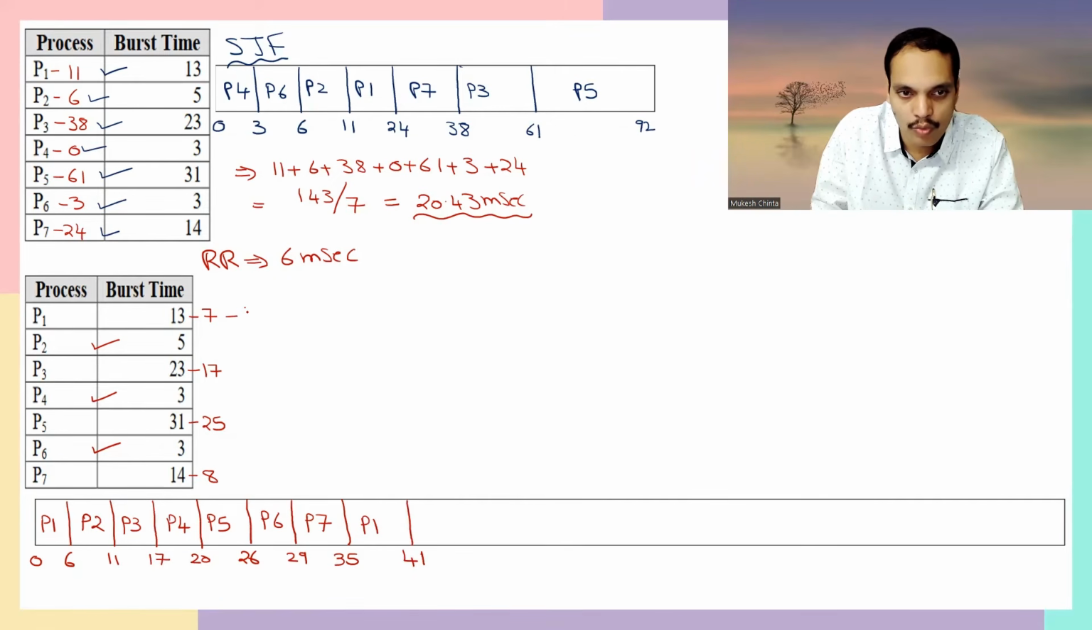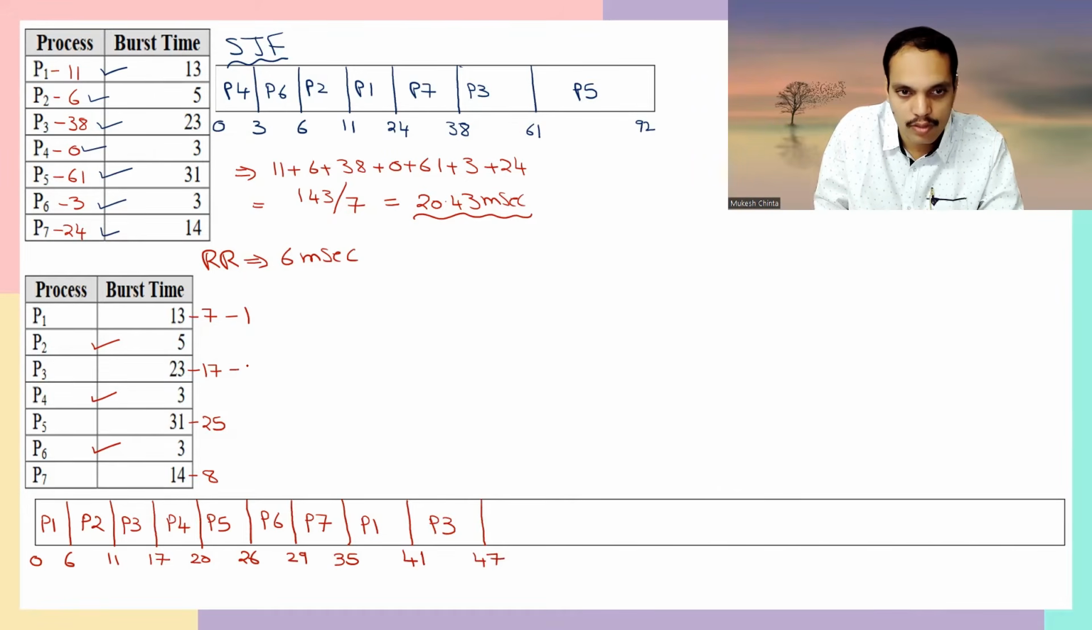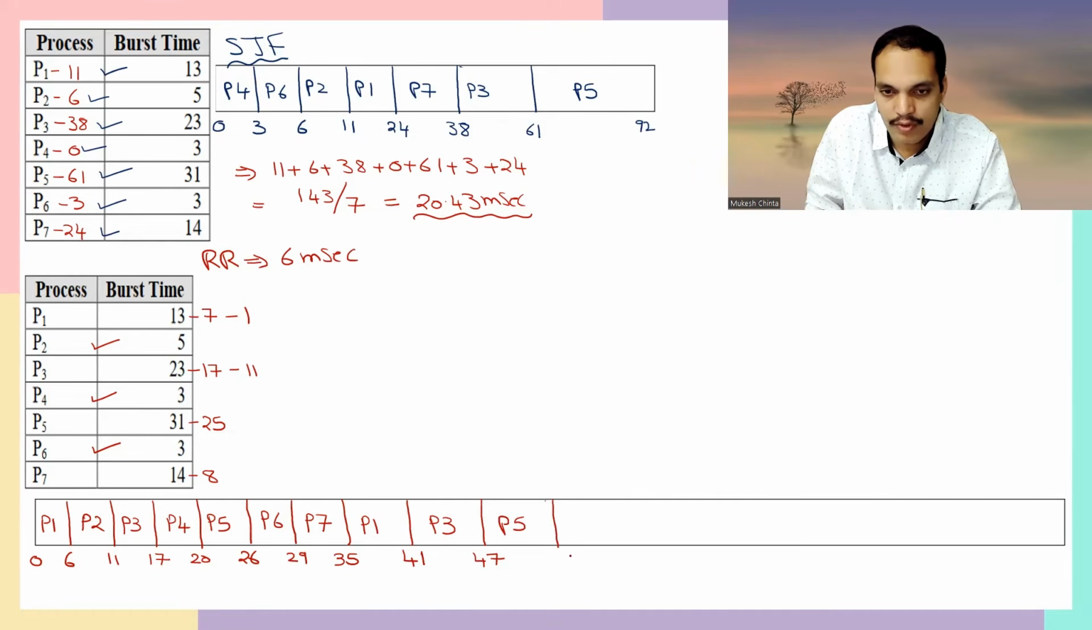So I wrote down now only 1 is left. There is no P2. P2 has already exited because it has completed successfully. Next comes P3. For P3, once again I allocate 6 milliseconds, which gives me 47. This is 11. There is no P4. So after P3, I go for P5. So P5, I get 47 plus 6 gives me 53.